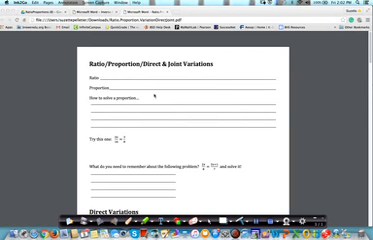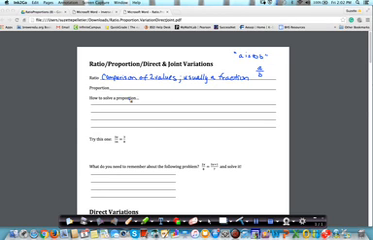Ratio, proportion, direct, and joint variations. First of all, let's review what a ratio is. That is a comparison of two values, usually a fraction. And so it's usually like A is to B. That's usually how you read it. A is to B. That's how we read that.